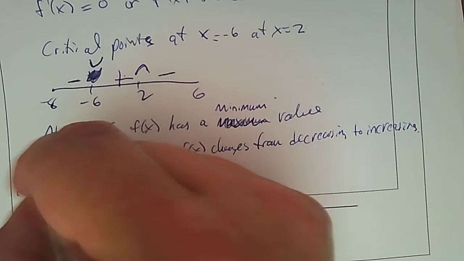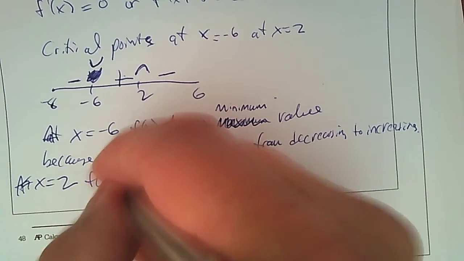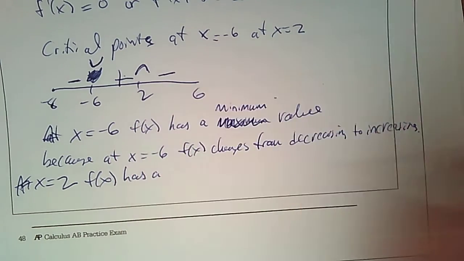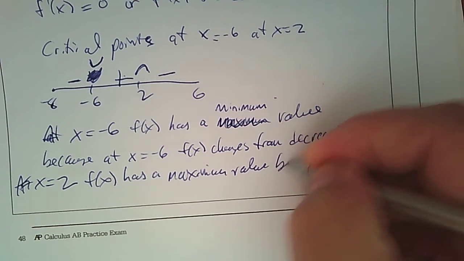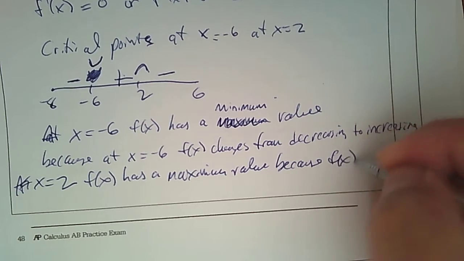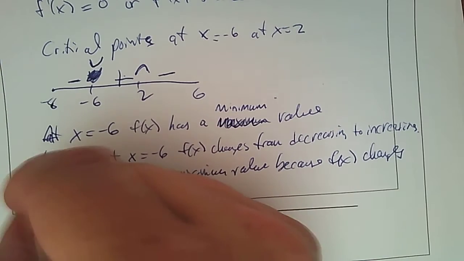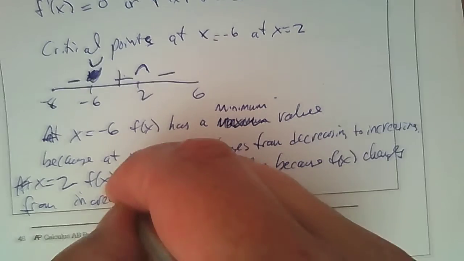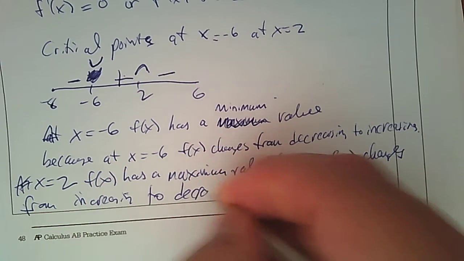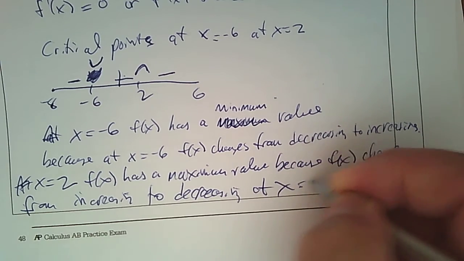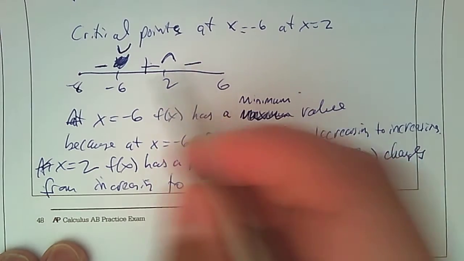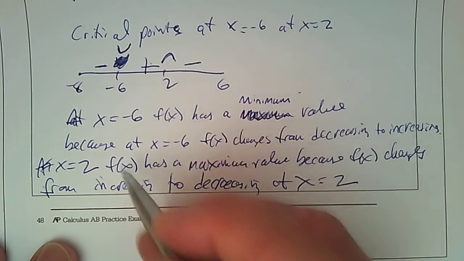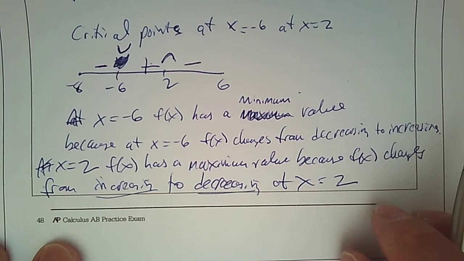At x equals 2, f at x has a maximum value. Why? Changes from increasing to decreasing at x equals 2. So they love those words, increasing and decreasing. Just doing a line and showing plus or minus is not enough for them. They love the words increasing and decreasing. You understand what a maximum and what a minimum means.